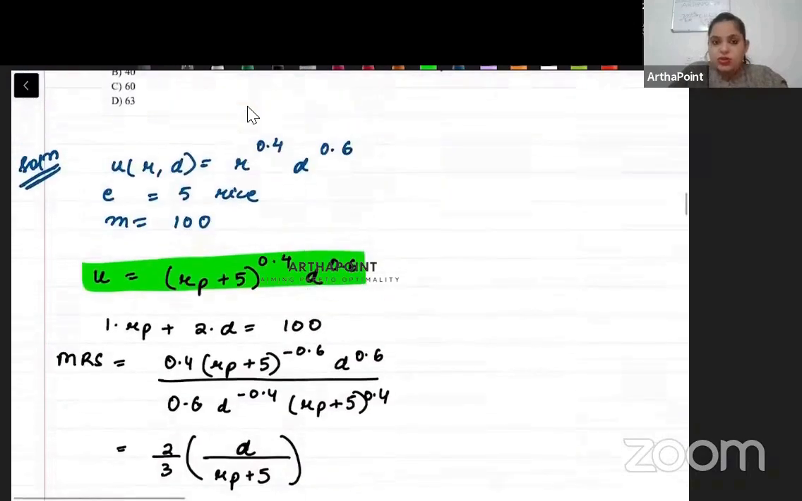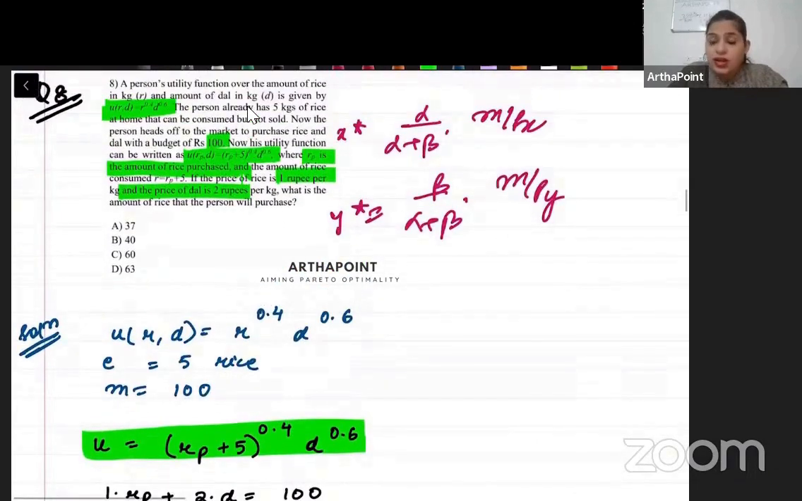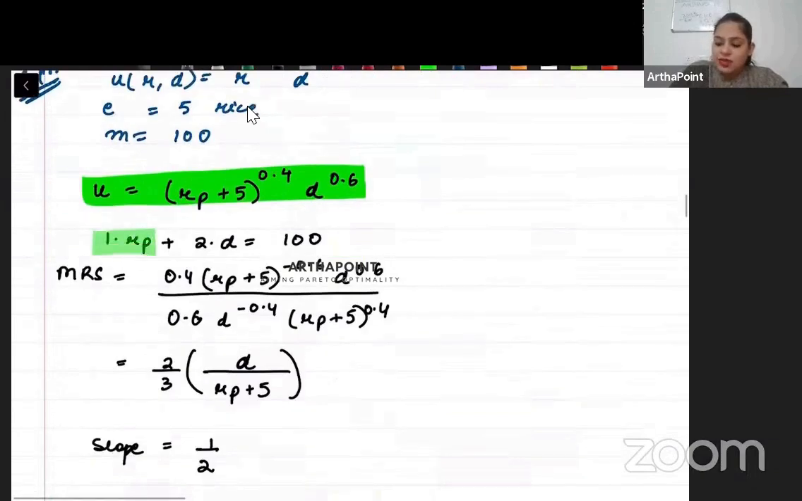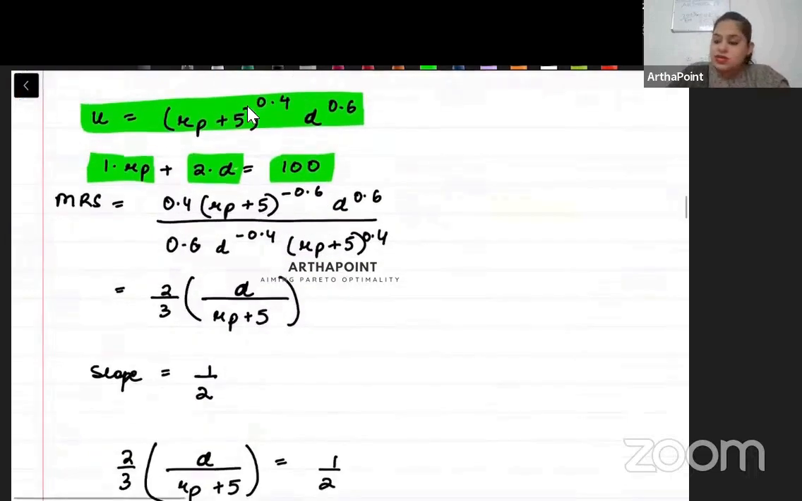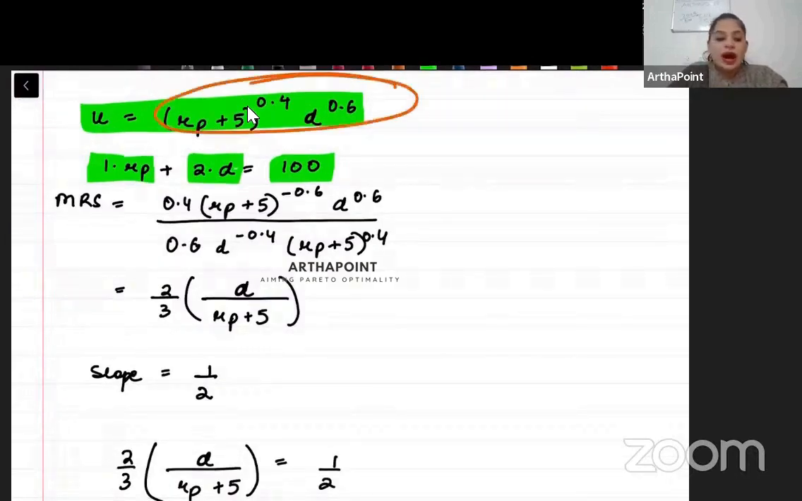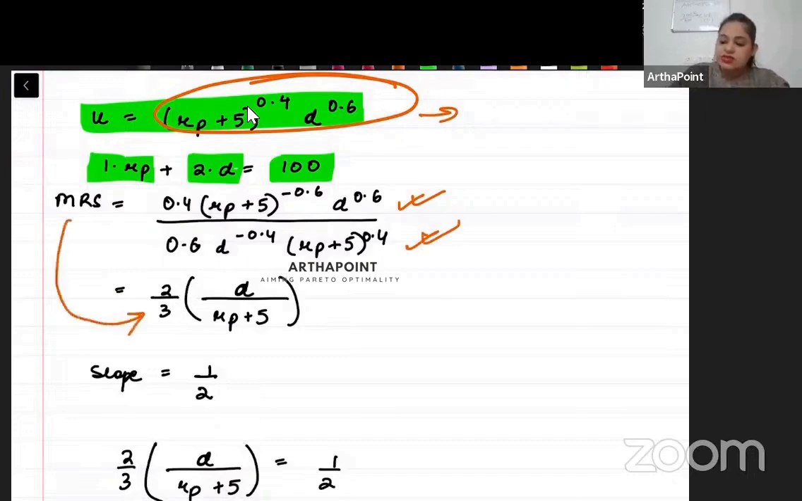I am given a budget equation. So price of rice is given as 1 and price of dal is 2. So 1 into Rp plus 2 into D is equal to 100. Now tell me something. How do you find the equilibrium condition in consumer? MRS is equal to Px by Py. What is your MRS? MUx by MUy. So when you differentiate this with respect to Rp, you will get this. When you differentiate this with respect to D, you will get this. So your MRS will be this.